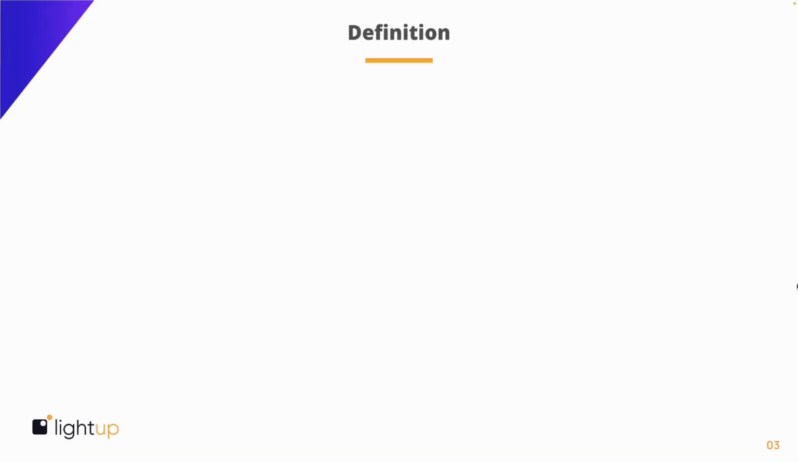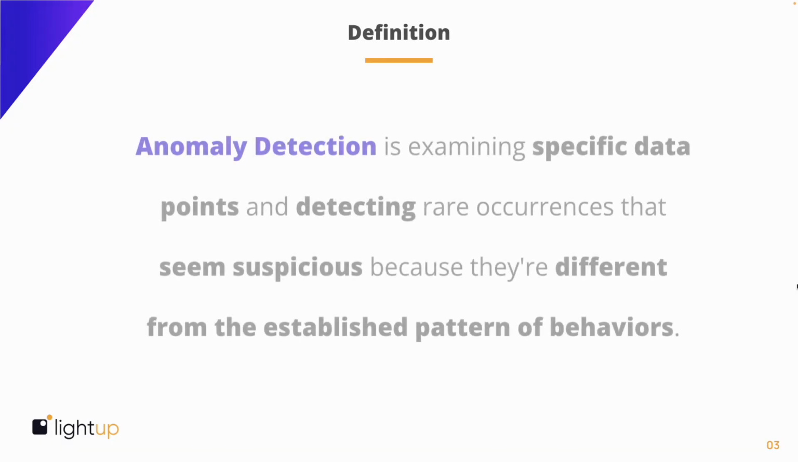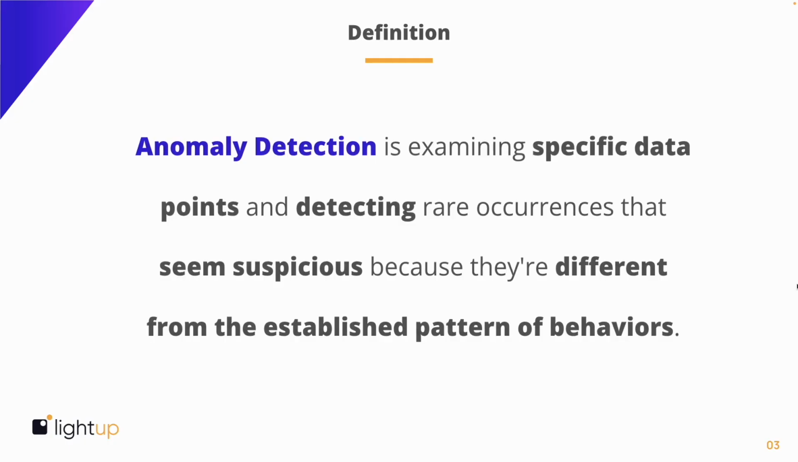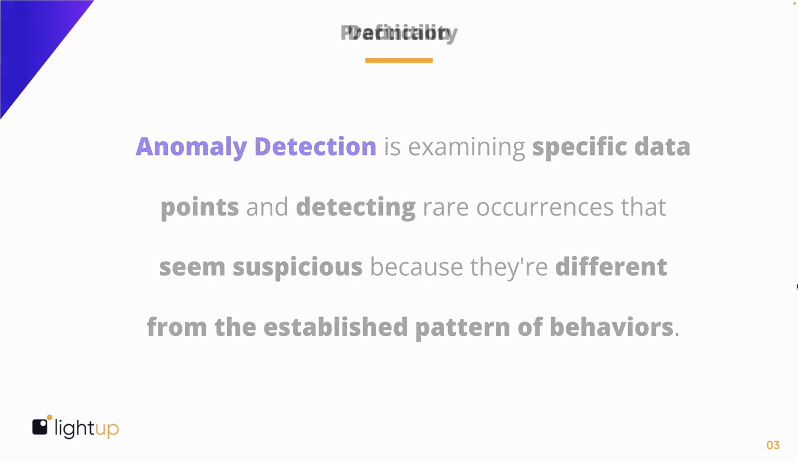So what is anomaly detection? Well, it's when you're examining specific data points and you're trying to detect rare and potentially suspicious occurrences because you have an established pattern of behavior in that measurement, and you want to make sure that there's nothing suspicious going on in that. So that's essentially what anomaly detection is going to be for us.